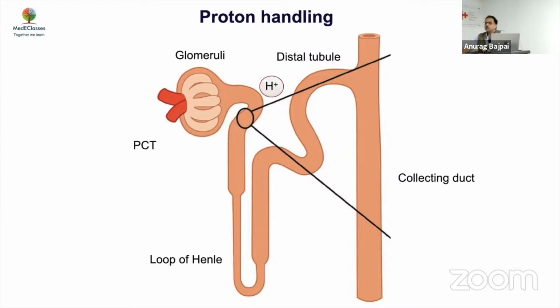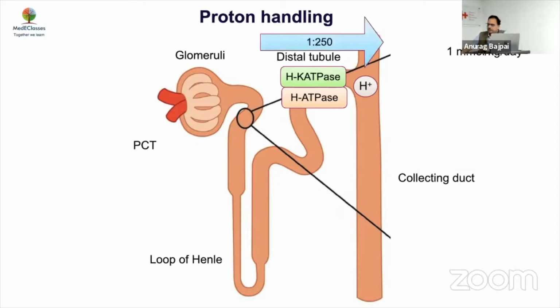What about protons? Protons have to be actively pumped out, because normally what we talked about is that you have to basically reclaim bicarbonate because it is freely filtered. Protons are not freely filtered. There are specific mechanisms like proton potassium ATPase and proton ATPase which will push this proton into the lumen, and this is a huge gradient which is being produced, 1 into 250. And from here, proton may back diffuse also. So you have to be careful that it does not back diffuse.